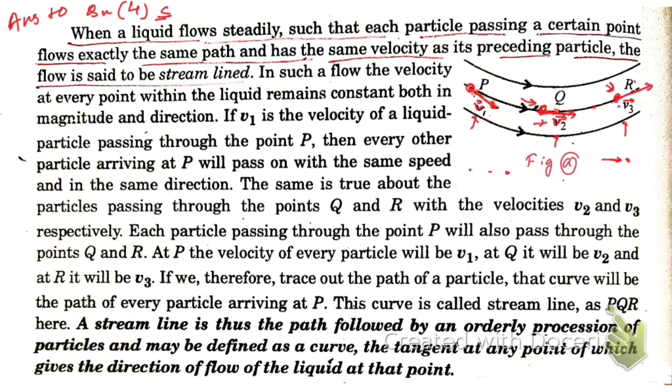Suppose we have 3 points, 1, 2, 3. These 3 particles are traveling with v1, v2 and v3. Suppose these 3 particles flow in the same direction, and here we have a point. All these 3 particles will cross this point, and while crossing this point, if the velocities of these 3 particles become equal, then that flow will be called streamlined flow, right? And otherwise it will be called turbulent flow.